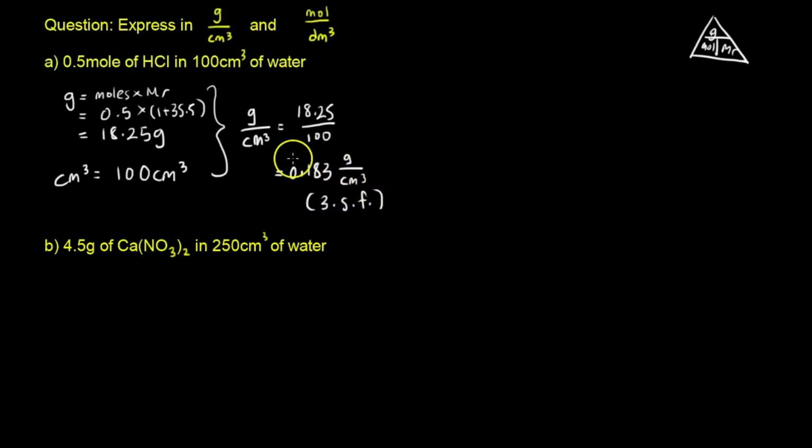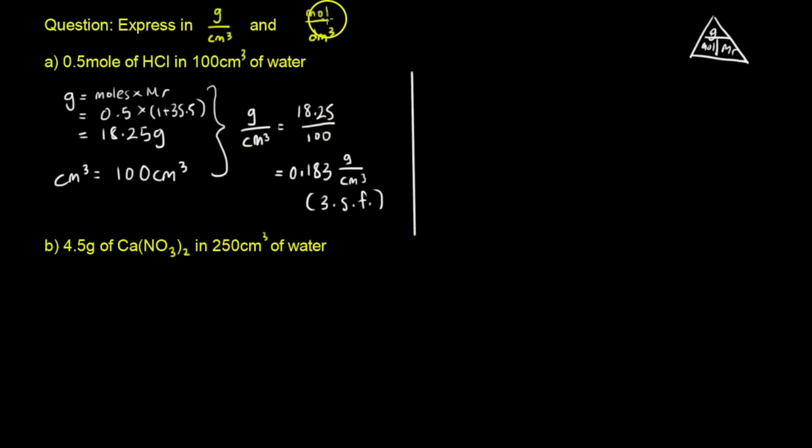So what have I done? They asked me to express it in g over cm³. So I do my own g and my own cm³ and then lump them together. I put my g on top, 18.25, and cm³ at the bottom, 100. It makes things very clear-cut because I know what the individual components are and then I can work around it.